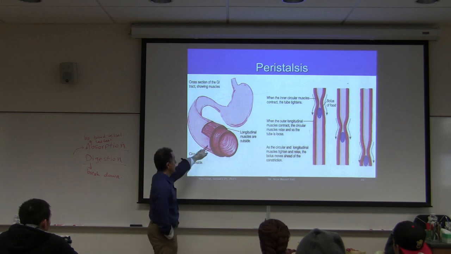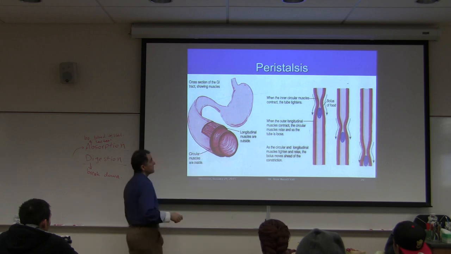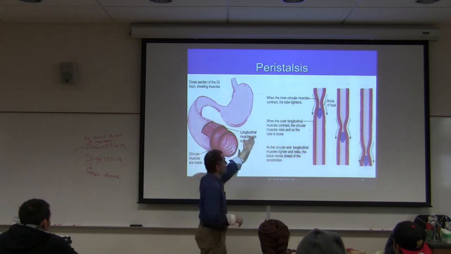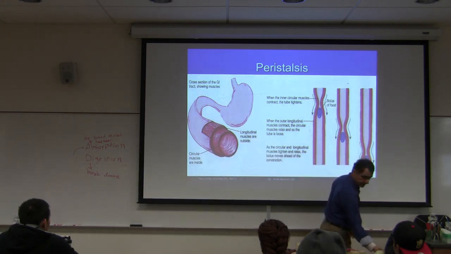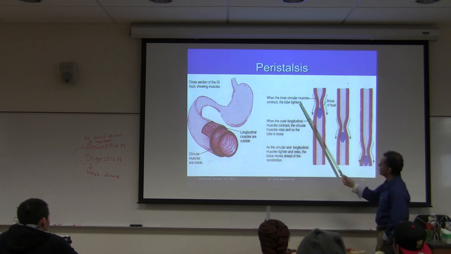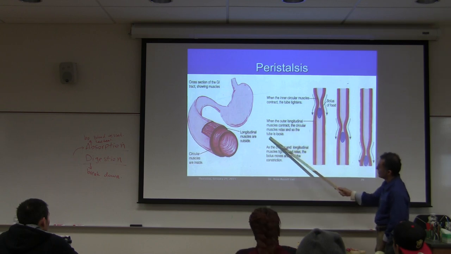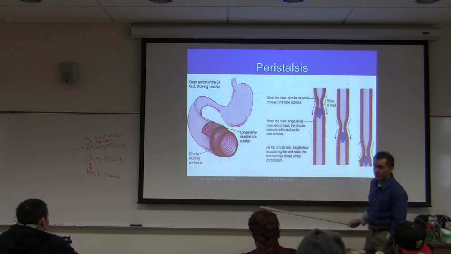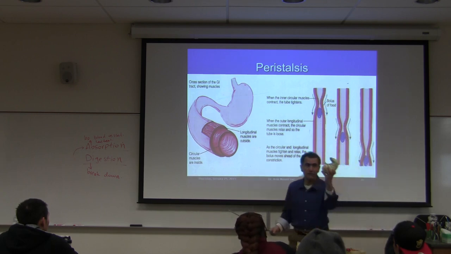The longitudinal muscle is outside. And peristalsis, by definition, is when the inner circular muscles contract, the tube tightens. When the outer longitudinal muscles contract, the circular muscles relax, so the tube is loose, and that's how food goes down your esophagus. After the esophagus, you have what?